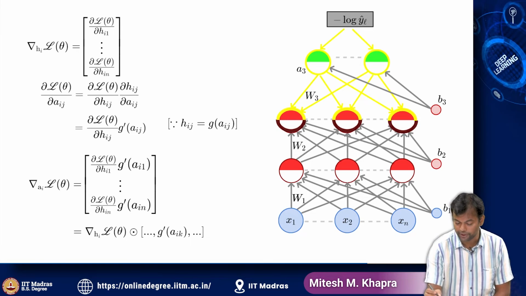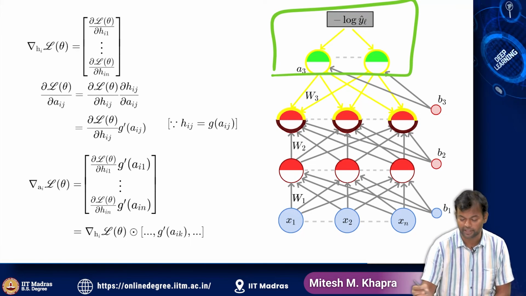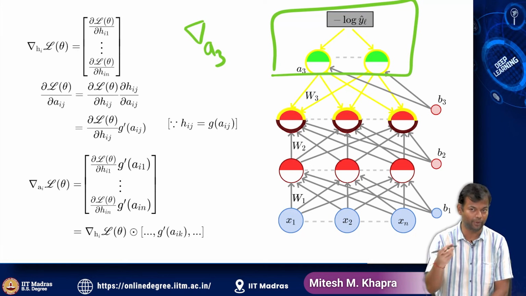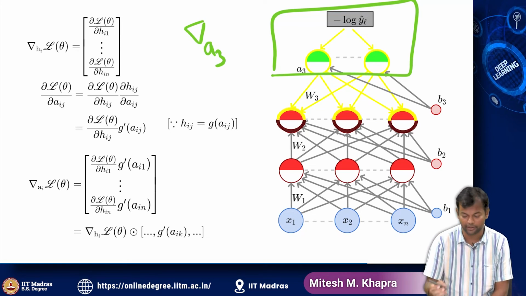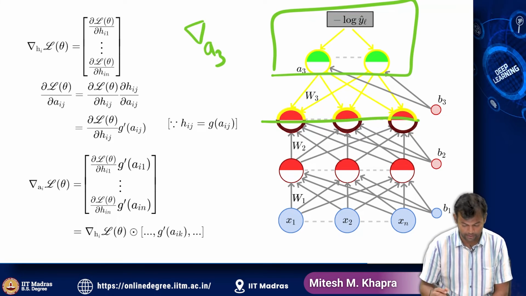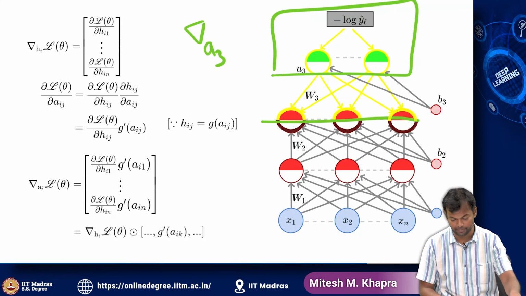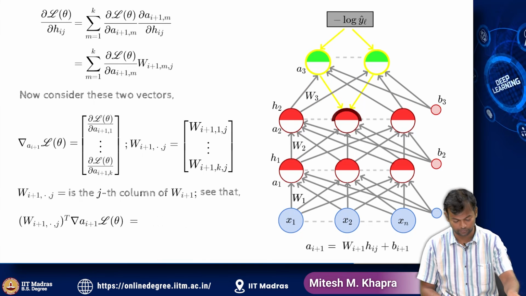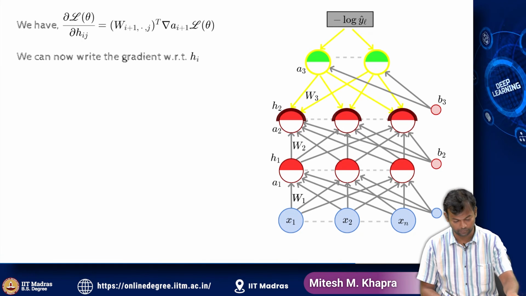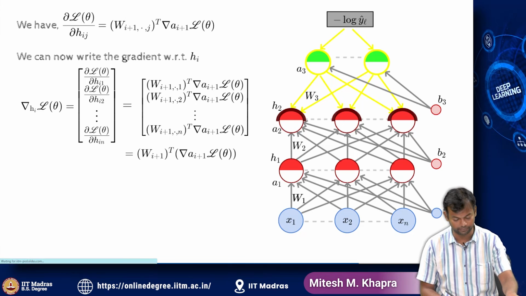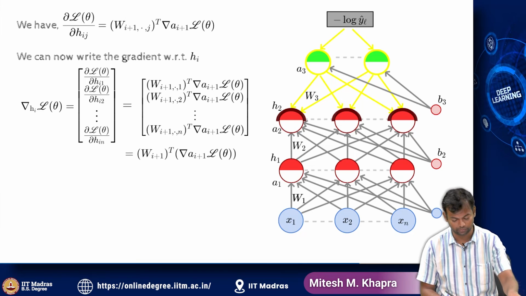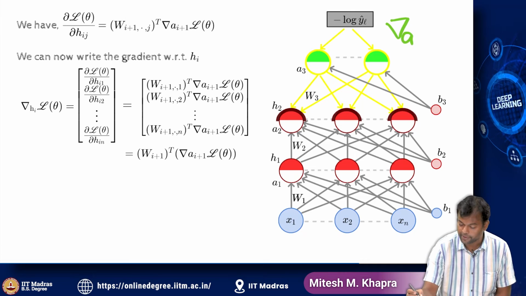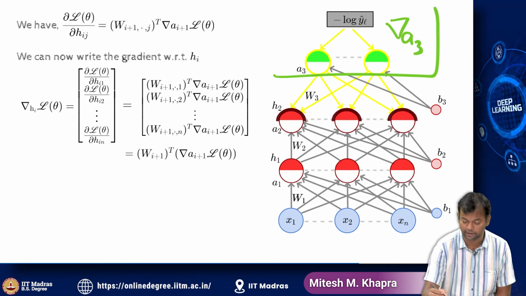So I started by computing the derivative of the loss function with respect to A3, right? That was the first thing that I did, and there was nothing special about A3, right? It was the activation at the output layer. Now when I want to compute this, okay, let me just do this on the previous slide maybe. Yeah. So I started by computing the derivative of the loss function with respect to A3. So this I had already done, right?